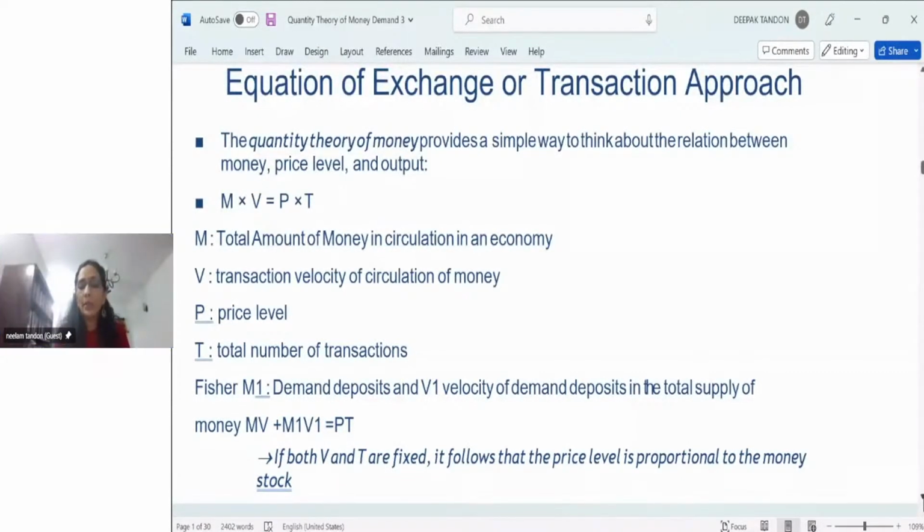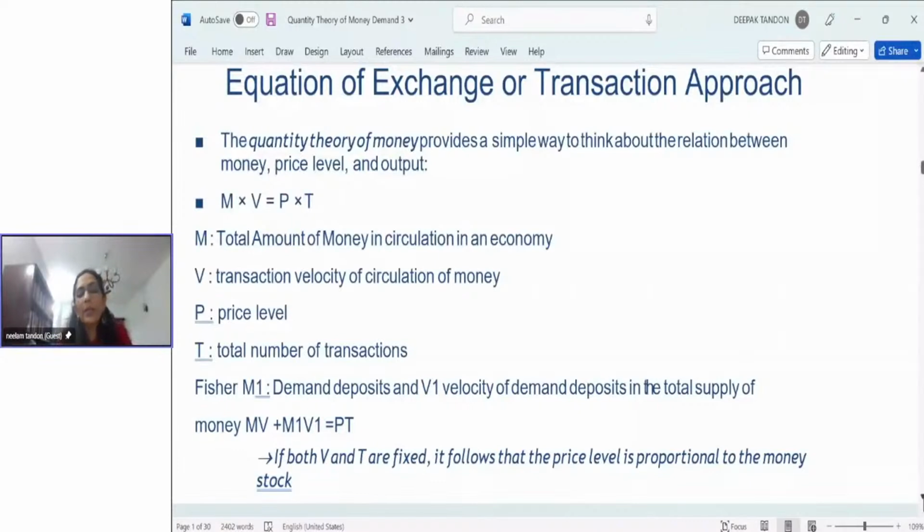is how many times the amount of money is transacting in the economy, at what pace it is transacting. If the transaction of money is at a higher pace within the economy, then velocity will be higher. If velocity is higher, the product of total amount of money and velocity is equal to what? Price and transactions. So if the number of transactions increases, the price in the economy will increase.